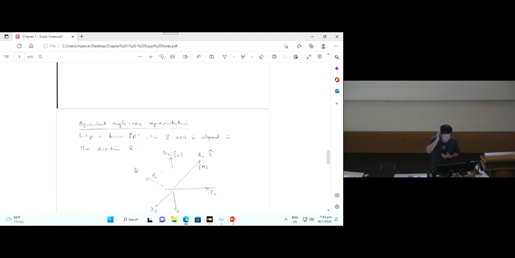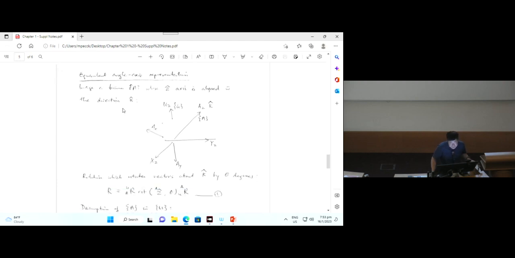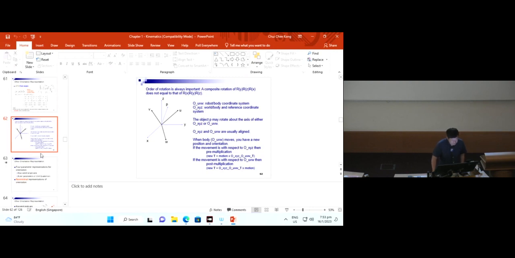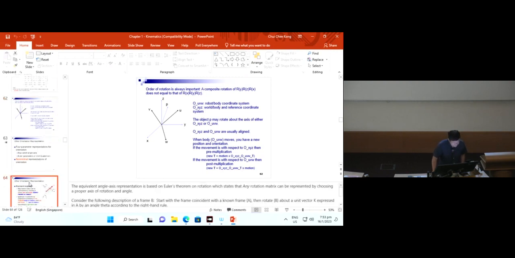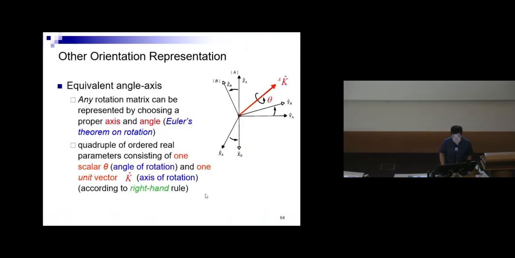Okay, we'll move on to the next one, which is the equivalent angle axis representation. So you have the angle sets, your fixed angle and Euler angle. Now we actually come to something called the equivalent angle axis.